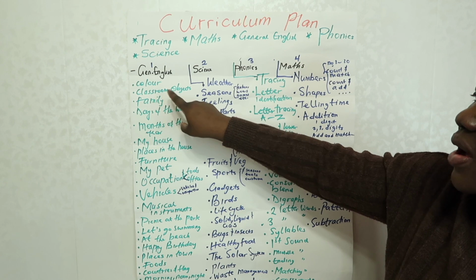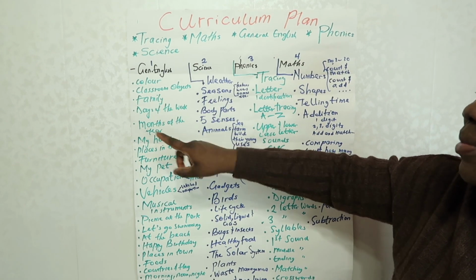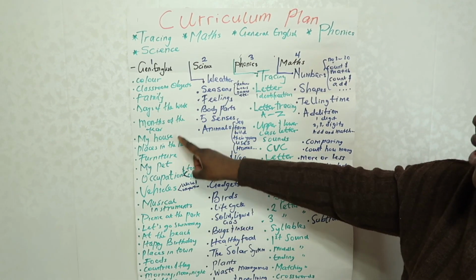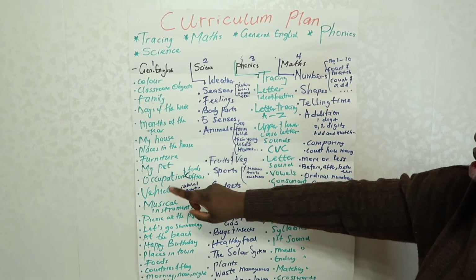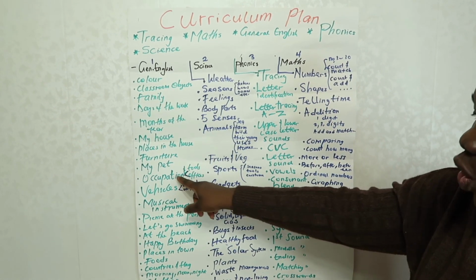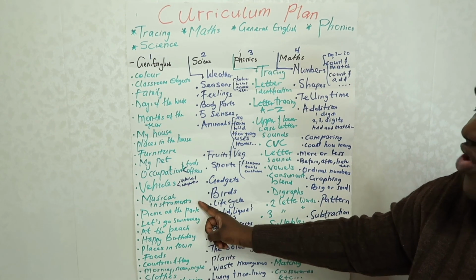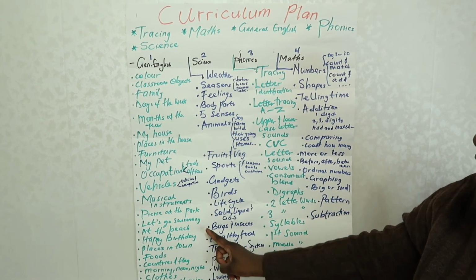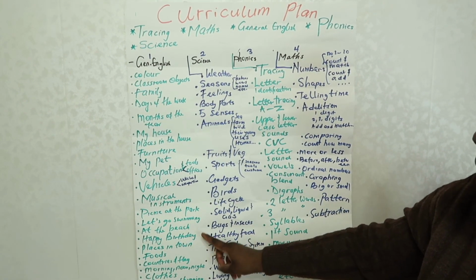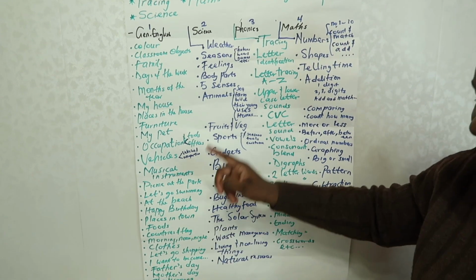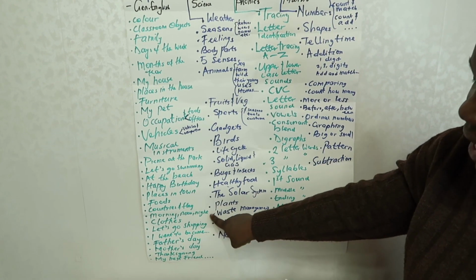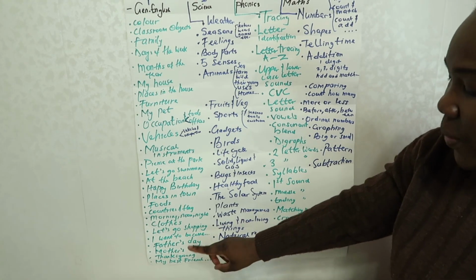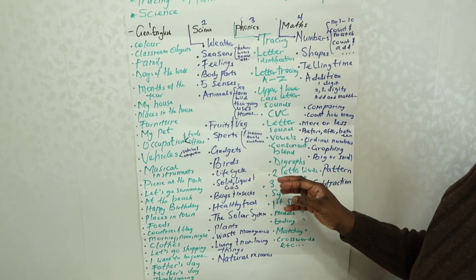For general English: colors, classroom objects, family, days of the week, months of the year, my house, my places in the house, things in the house, things in the toilet, things in the room, things in the bedroom, in the living room, stuff like that. Furniture, my pet, occupations and tools with their offices, vehicles and occupations, and so on.